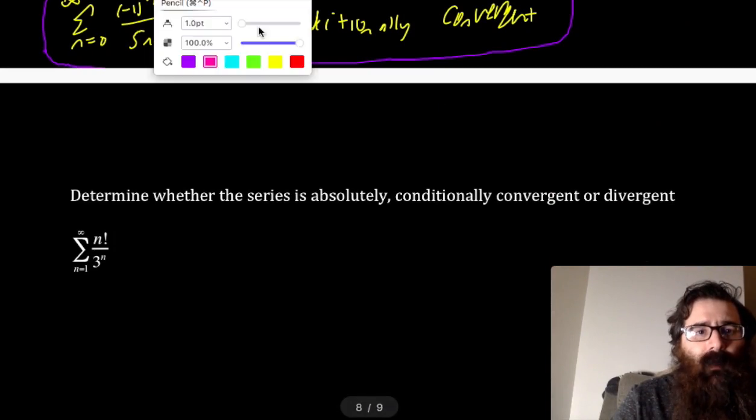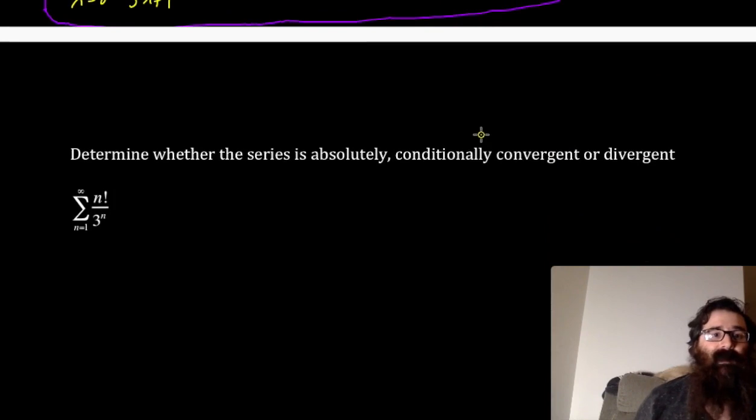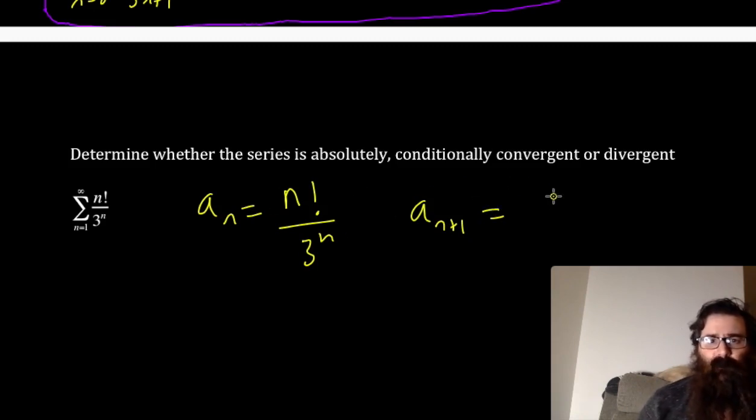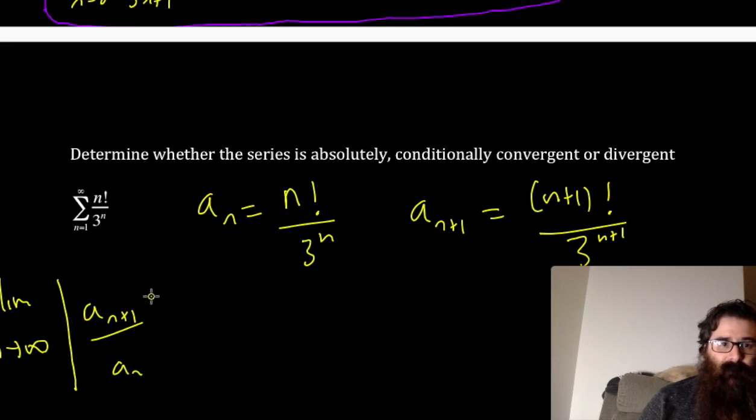Let's take a look at another one. We're going to get back on track with ratio test, I promise. Here we have the sum from n equals 1 to infinity of n factorial over 3 to the n. What I'm staring at in all of its glory, my generating term, is a sub n. And if I want a sub n plus 1, I just have to swap out any mention of n with n plus 1, so that's n plus 1 factorial over 3 to the power of n plus 1. And now I want to look at the limit as n goes to infinity of the absolute value of a sub n plus 1 over a sub n.